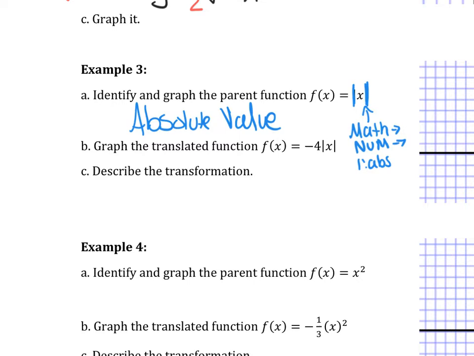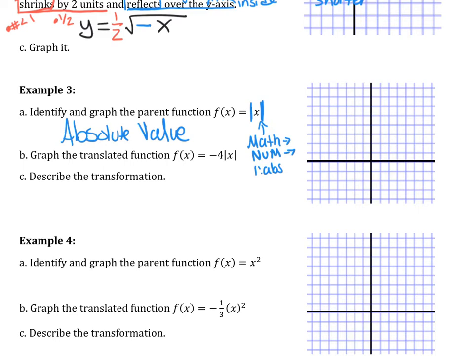Then you put your X either inside the bars if your calculator has the bars, or close the parenthesis around the X if your calculator has the parentheses. Then use your table to get some specific points to plot. Second graph.